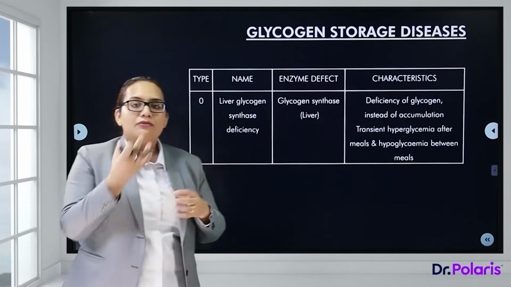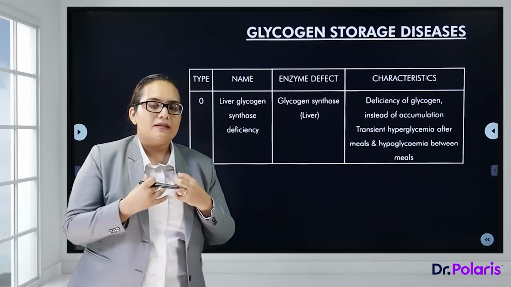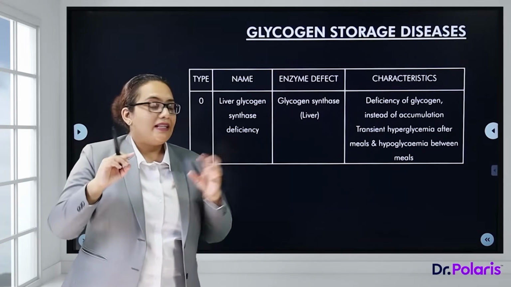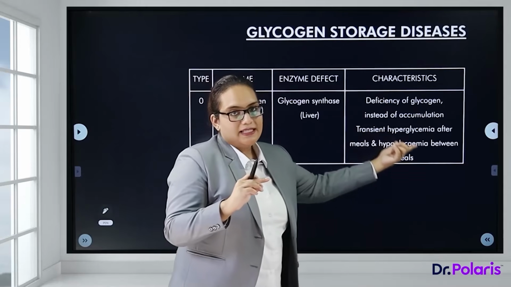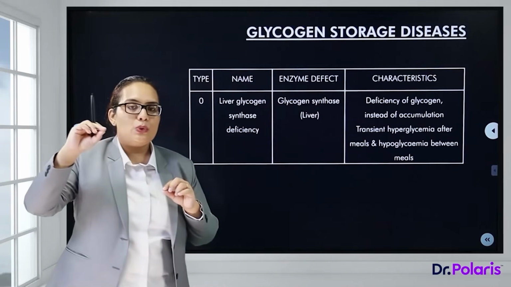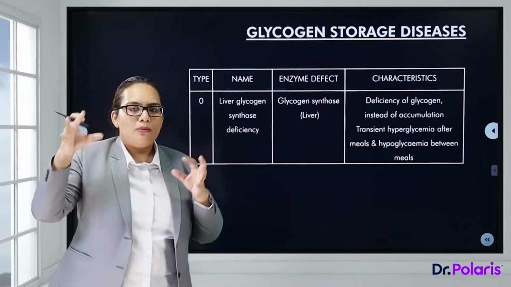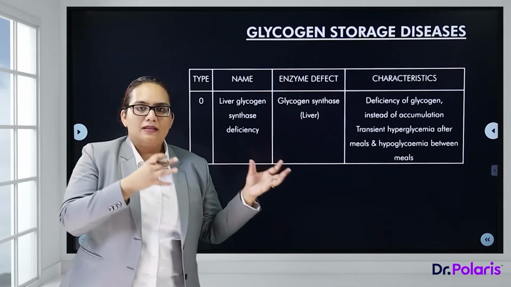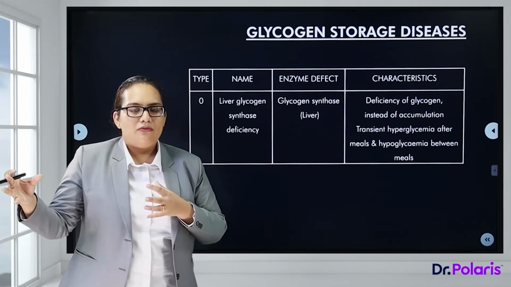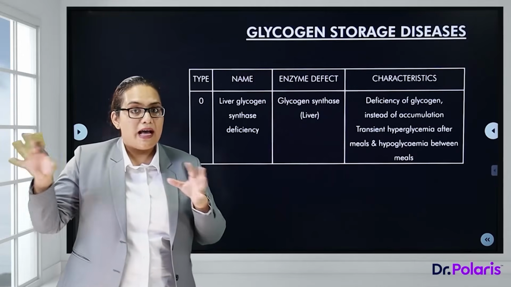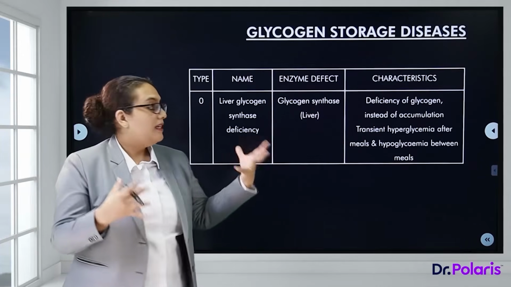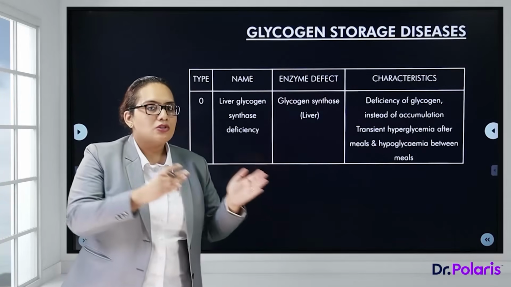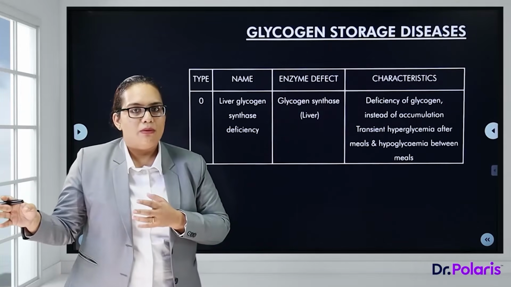So what happens is after you take a meal, after you eat some food, there will be a sharp increase in blood glucose level. And that is called transient hyperglycemia, a sharp increase in blood glucose level. And obviously, in a normal person, what should happen is insulin should come into action and glucose should be utilized for glycogen formation and stored in the liver. That happens under normal condition. But here, because of the deficiency of synthase, glucose is not channelized towards glycogen formation.